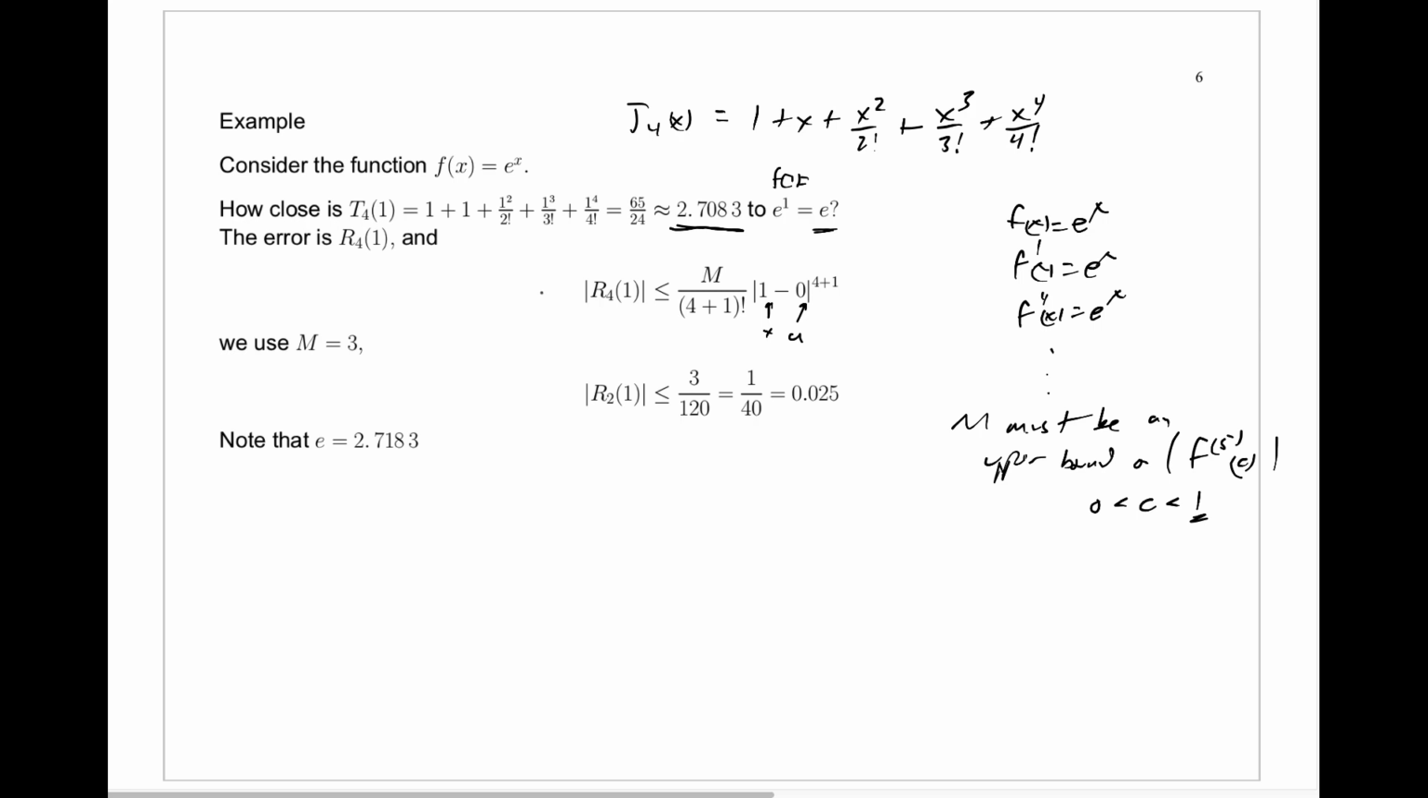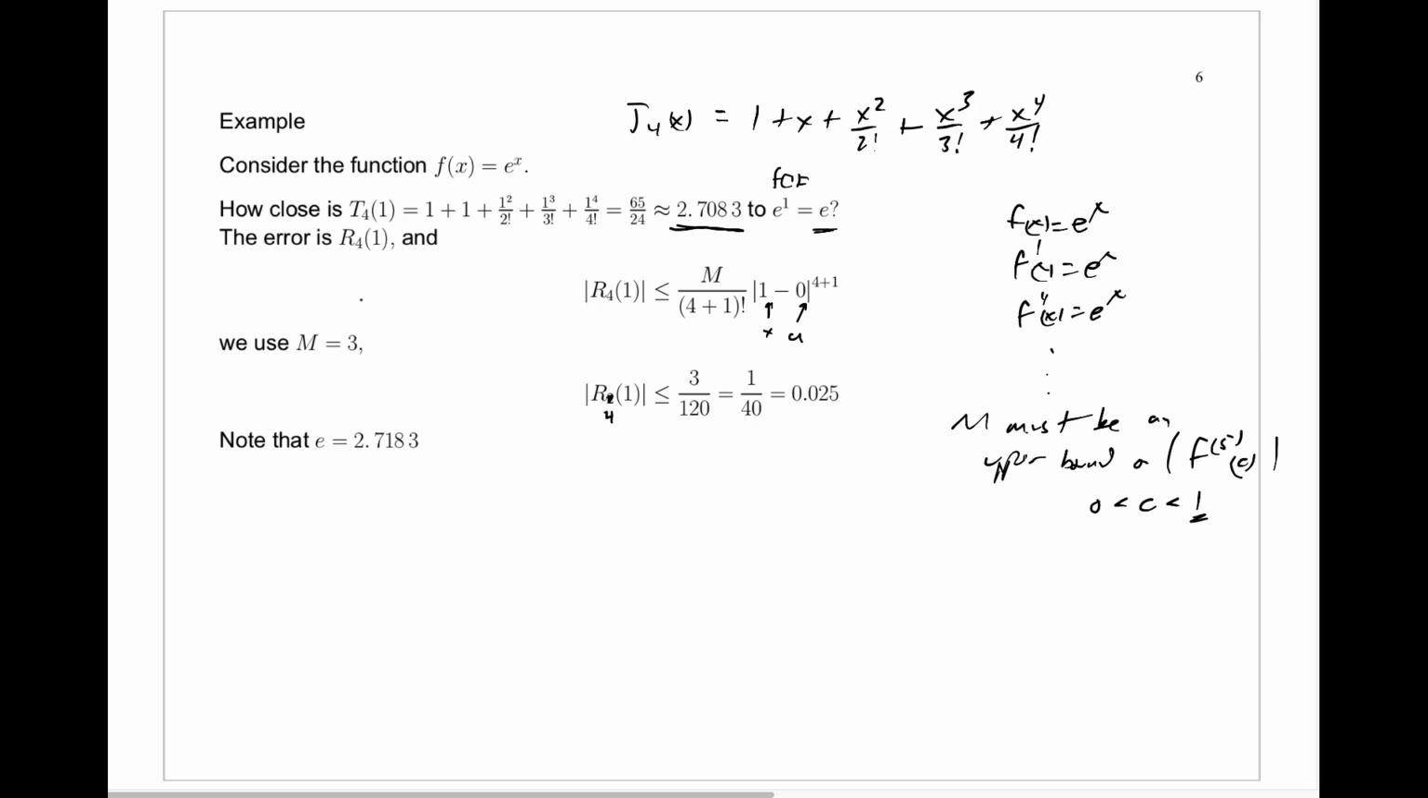And one thing you probably learned about e, and it's a relatively elementary approximation, is that e is certainly less than 3. So we can use m equals 3, and we know that will be an upper bound on this 5th derivative of the exponential function at any number between 0 and 1. So the error in the 4th degree Taylor polynomial at the value 1, R4 of 1, is at most 3 over 120, which is 1/40th, which in decimal is 0.025.